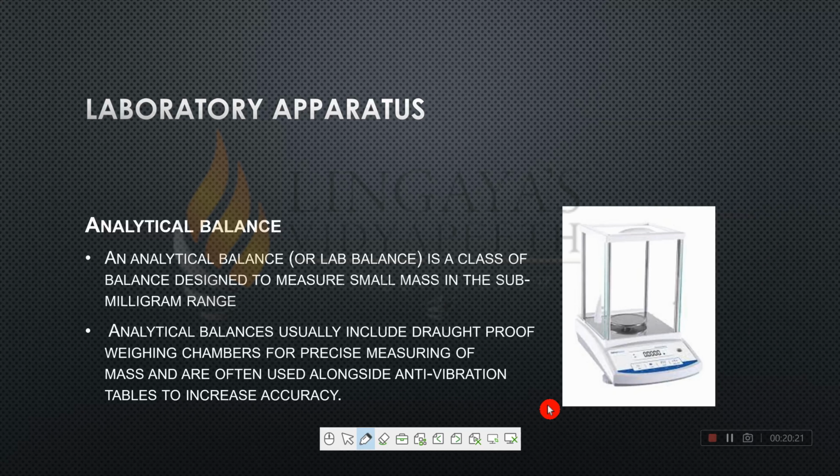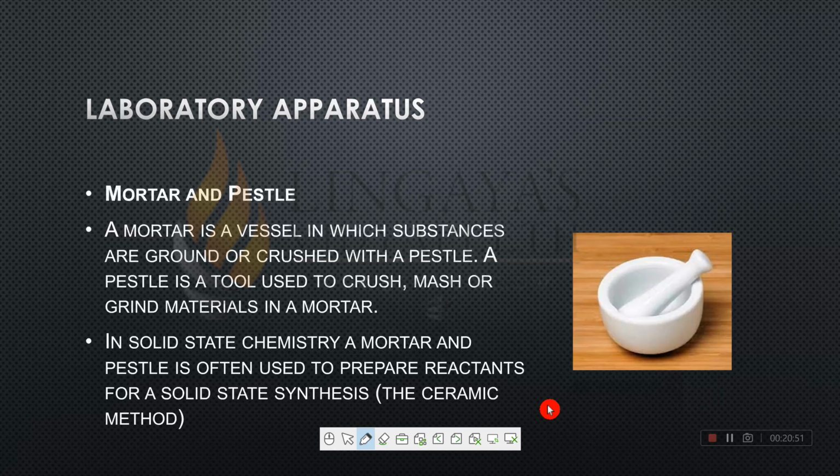Next one is the analytical balance. An analytical balance is also called a lab balance. It is a class of balance designed to measure small mass in the sub-milligram range. For example, we have to prepare culture media. For preparing the culture media, the powdered substances are measured on the analytical balance. It usually includes draught-proof weighing chambers for precise measuring, and is often used alongside anti-vibration tables to increase accuracy.